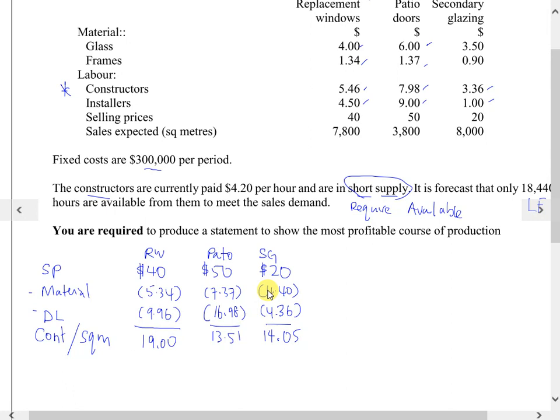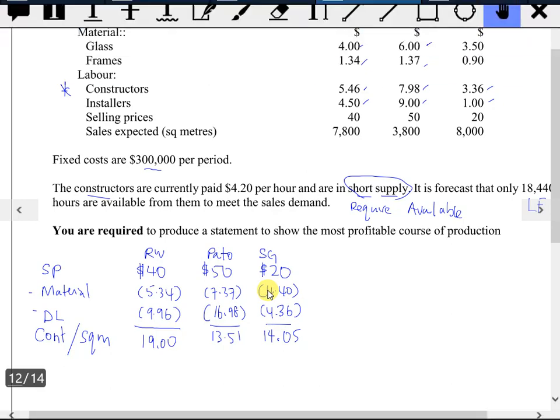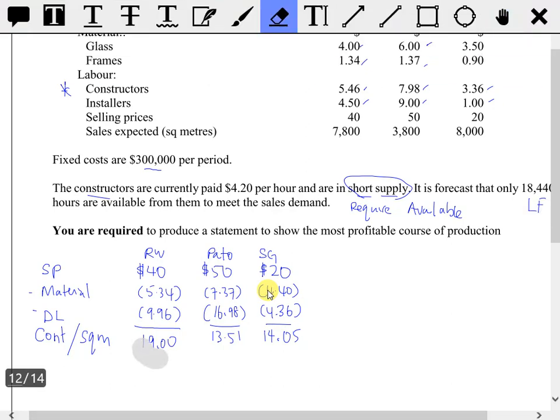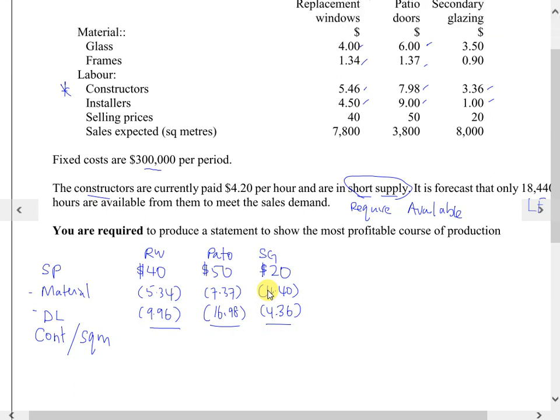20 minus, you know. Oh, I like it. Great. Not coming there. Sorry, 20. Contribution per square meter.